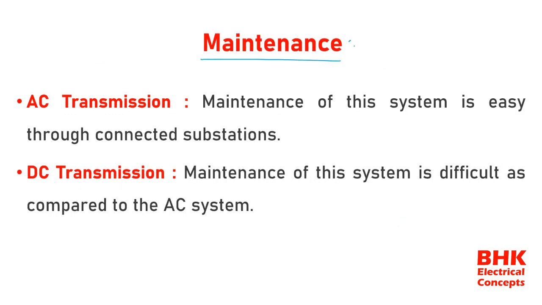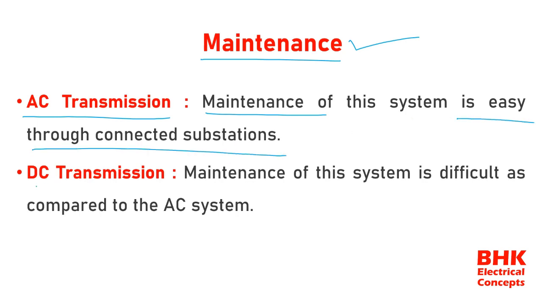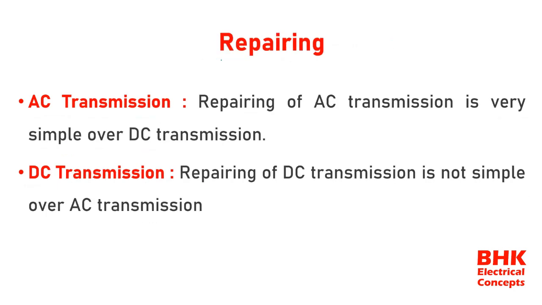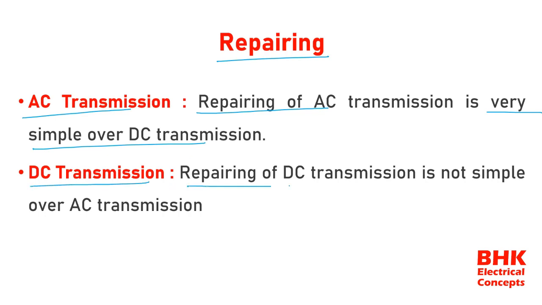And coming to maintenance, in AC transmission, the maintenance of this system is easy through the connected substations. But in case of DC transmission, the maintenance of this system is difficult as compared to AC, because we require more maintenance in case of DC, but very little in case of AC. And the last thing is repairing. If something happens in the AC transmission system, the repairing is very simple compared to DC. But in case of DC system, the repairing is more complicated when compared to AC.